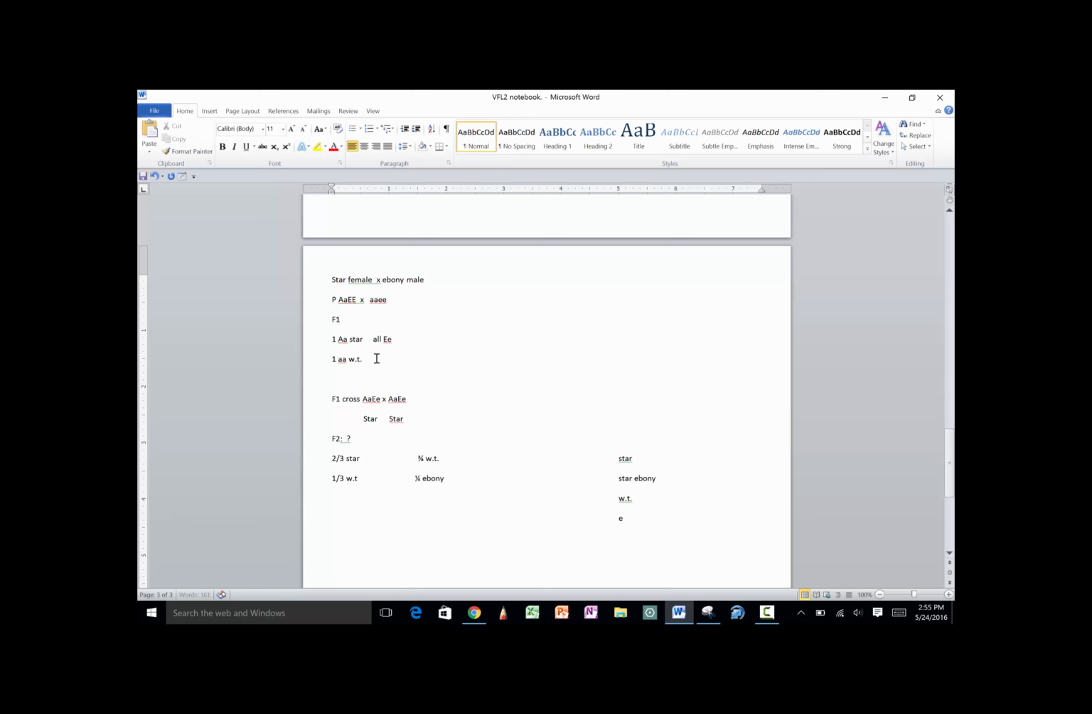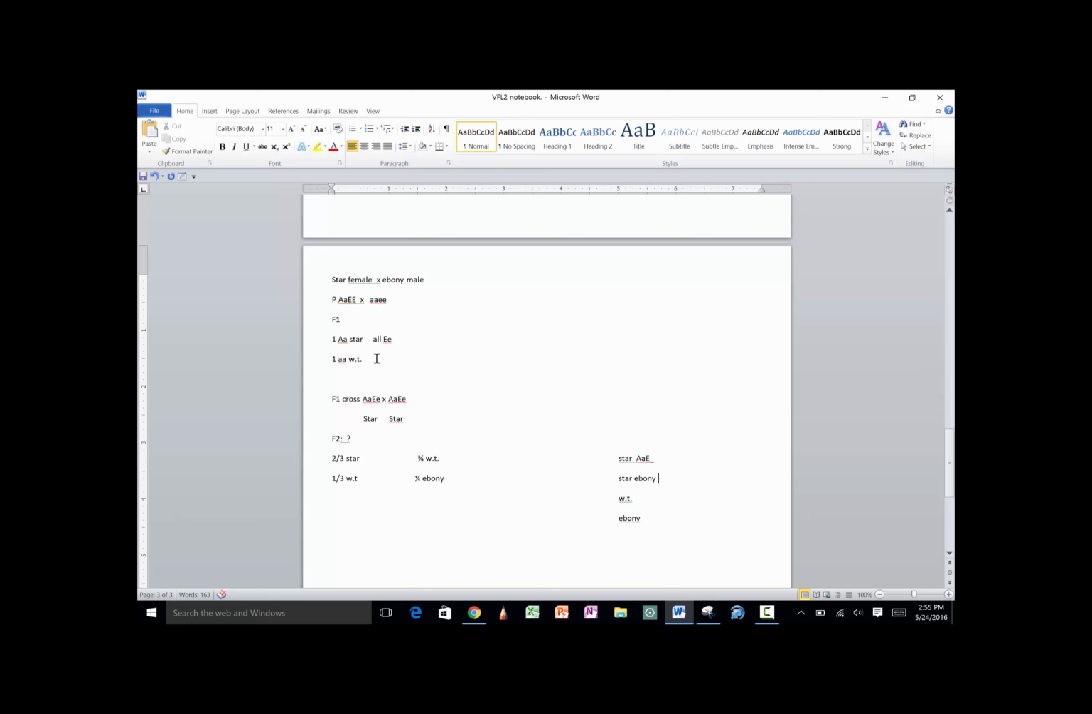And some will be just ebony. So what are the genotypes of these guys? Well, we know star has to be big A, little a. And if it's wild type for ebony, it's going to have a big E and something else.